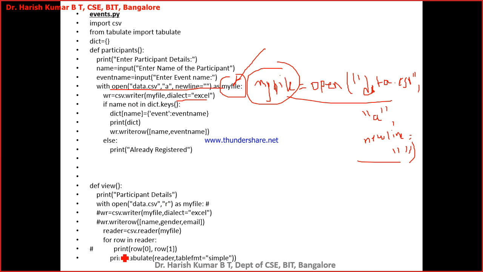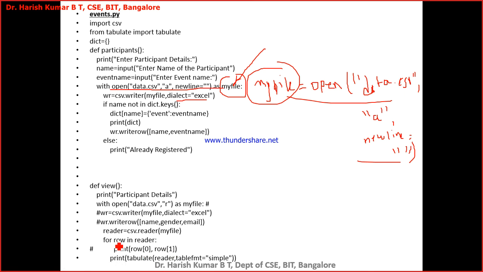What I'm doing now is invoking the execution of reader from the module csv, and I'm passing my file as the argument. This is the handler for data.csv, which is opened in the read mode now. Now for row in reader, I'm printing row 0 and row 1. This is the name of the participant, and this prints the name of the event.